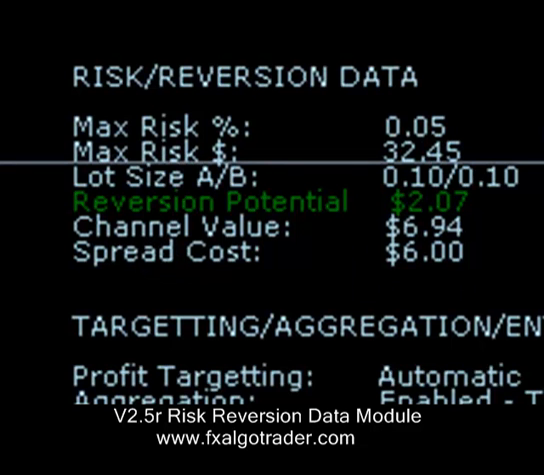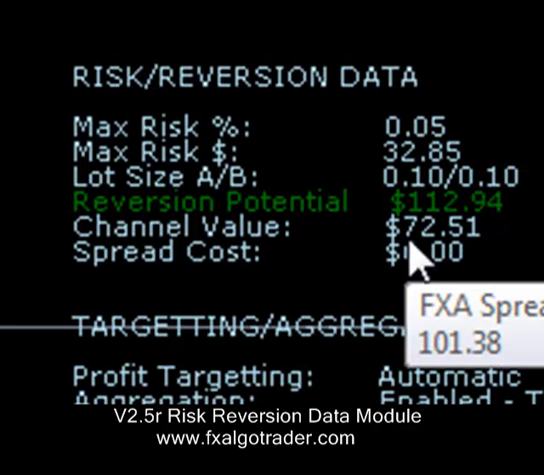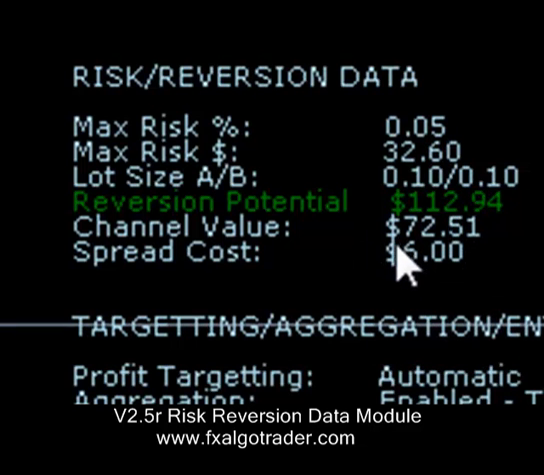So when we look at trades, clearly the longer the time frame we look at, the bigger the actual channel values. You can see here on the hourly chart, the channel value is $72. So the reversion potential, assuming we're looking to go to the other channel, i.e. set reversion to moving average to false, is $113.